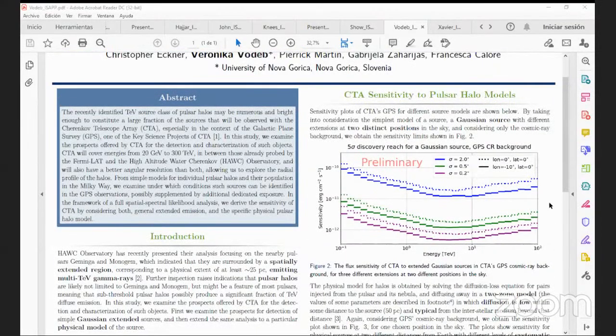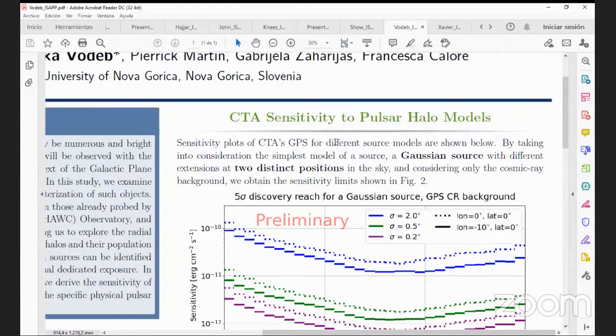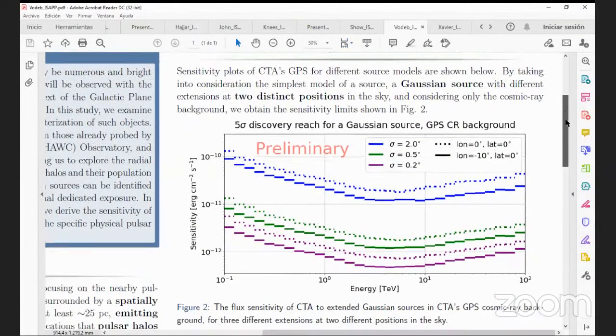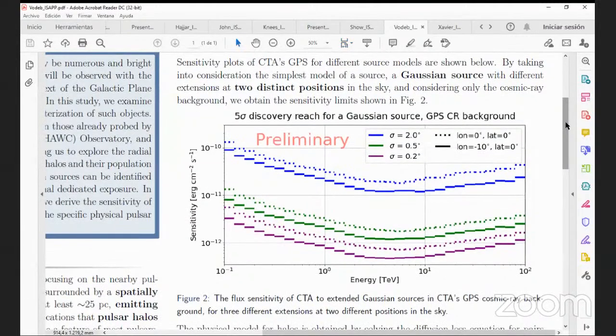We started by taking into consideration the simplest possible model of a source, just an extended Gaussian source with different extensions. In this case, we use extensions of 0.2, 0.5, and 2 degrees, and we placed it at 2 distinct positions in the sky. In my plot here, I consider a position at the galactic center and a position at galactic latitude of 0 degrees and longitude of -10 degrees.